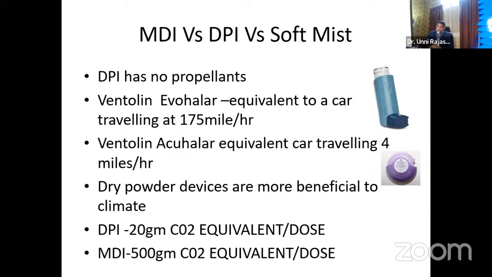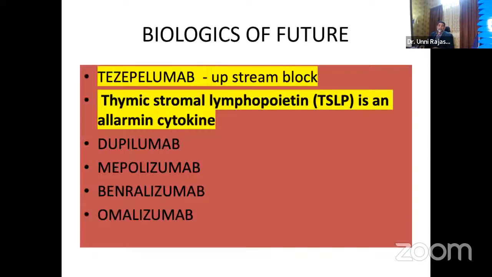It's interesting to know that DPIs have no propellants. If you look at the Ventolin Evohaler and Ventolin Accuhaler, it's equivalent to a car traveling at 175 miles per hour compared to 4 miles per hour for a DPI inhaler. So dry-powder devices are more beneficial to the climate. They have 20 grams CO2 equivalent per dose compared to MDIs, which is almost 500 grams. So this is a concern, and it is interesting data which I came across.